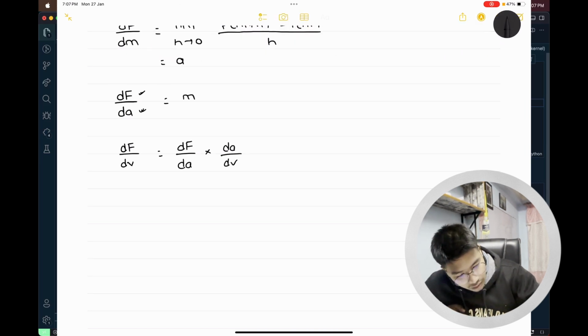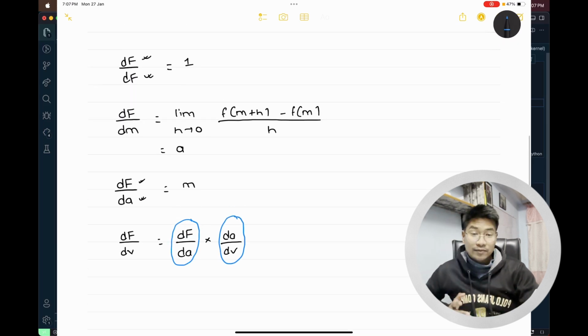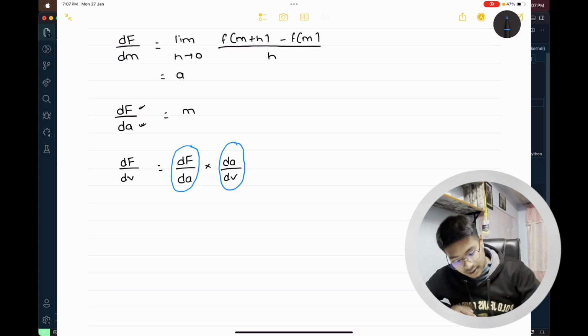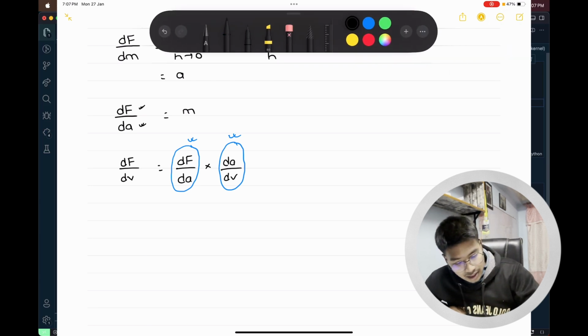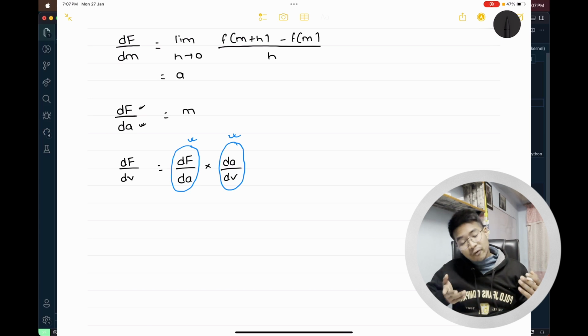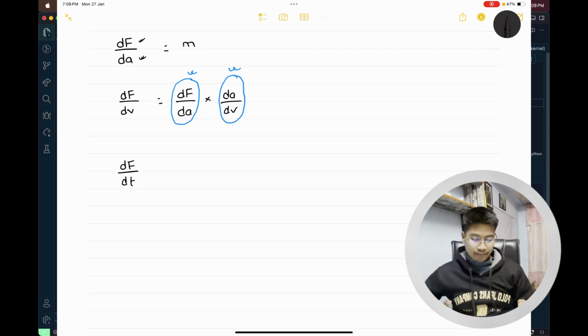Okay, so we have these two terms now. Great. I am not going to calculate what this or this is going to be for now. So let's just leave it at that for how force is being affected by velocity. We can do the same thing for time now, and we can say how force is being affected by time.